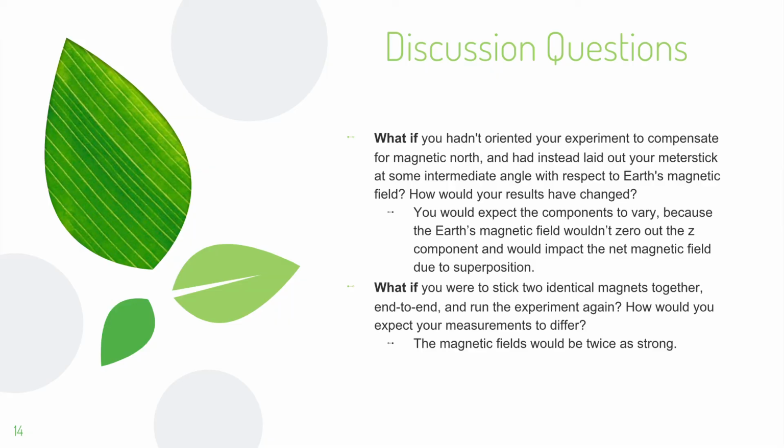Moving on to the discussion questions. As we can see, the first question is what would happen if we had not oriented our compasses and magnetometers to compensate for magnetic north. I think that our components would vary because the Earth's magnetic field wouldn't zero out, and this would include the principle of superposition as it would affect the net magnetic field. The second question is a scenario in which we were to stick two identical magnets together end to end and repeat the experiment. This would make the magnetic fields twice as strong as we would have two magnets involved.